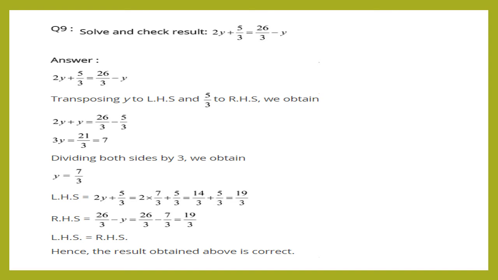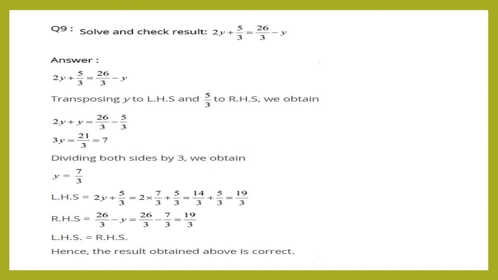To verify this answer, let us take the LHS. LHS equals 2y + 5/3, which is equal to 2 into the y value 7/3, plus 5/3. 2 sevens are 14/3 plus 5/3. Common denominators are there, so we add the numerators directly. 14 plus 5 is 19. Let us take the denominator as 3 itself. 19/3 is the answer.